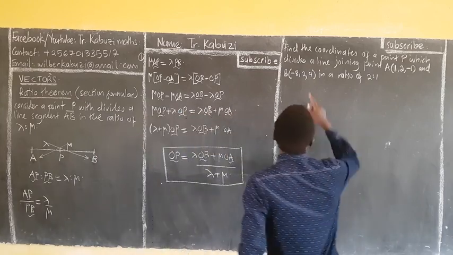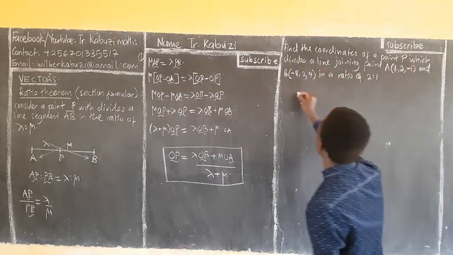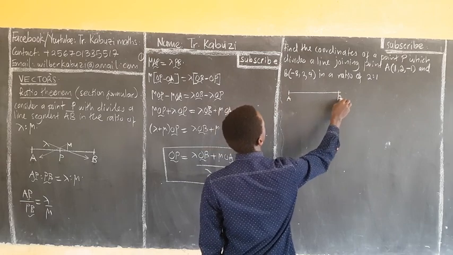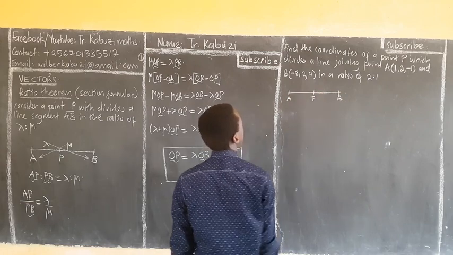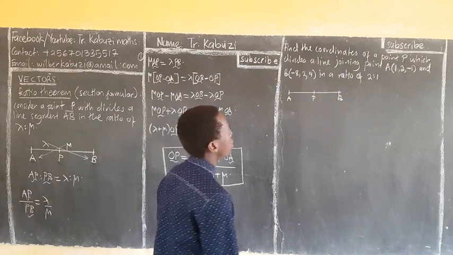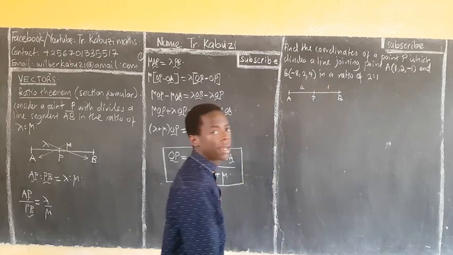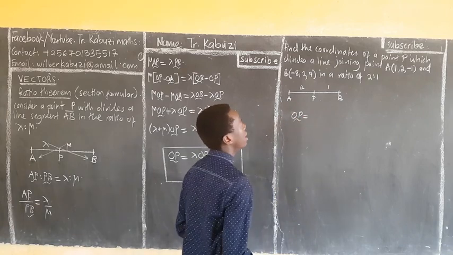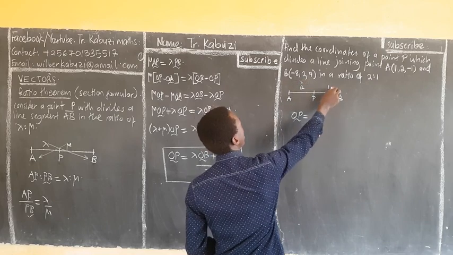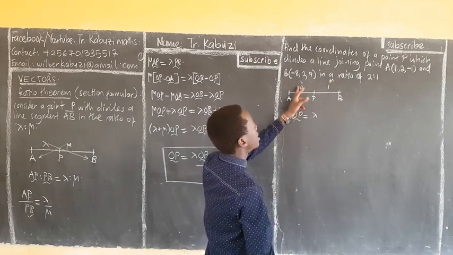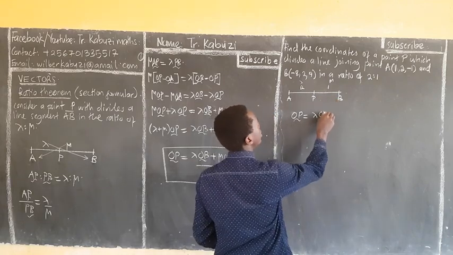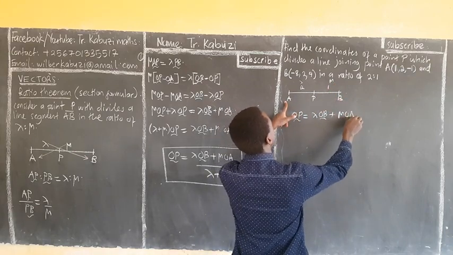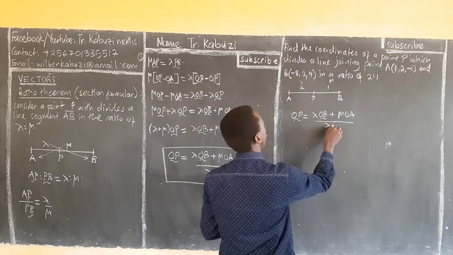Let us see this example. Find the coordinates of a point P which divides the line joining the points A and B in the ratio of 2 to 1. It means that using the ratio theorem, OP equals, in that order, this one is called lambda, this one is called mu. So it's always lambda times the position vector of the last point, OB, plus mu, the second ratio, times the position vector of the first coordinate, over the sum of those ratios.